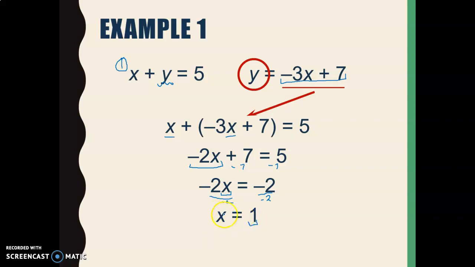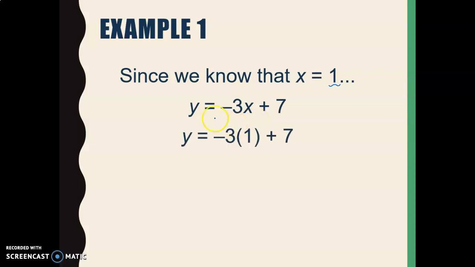So now I can go back to my second equation, and everywhere I saw an x, I can plug in a 1, or substitute in a 1. So we know that y equals negative 3x plus 7. Let's substitute that 1 in. y equals negative 3 times 1 plus 7. And simplify. Negative 3 plus 7 is 4.